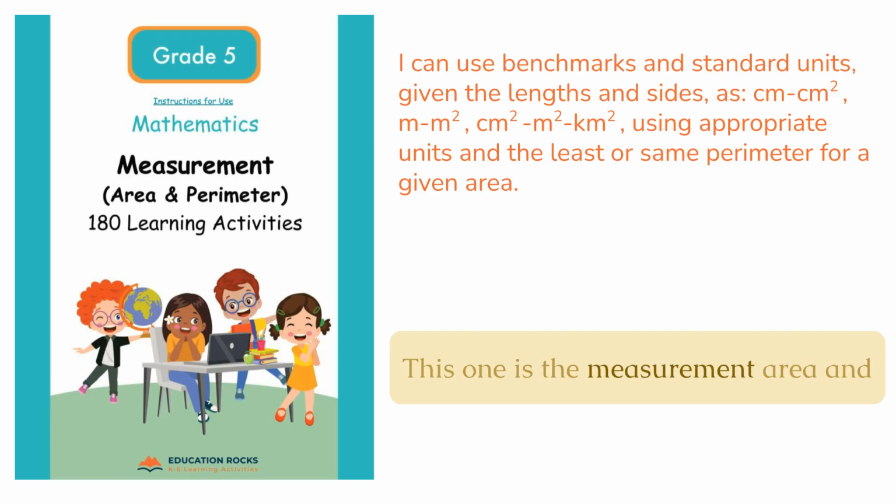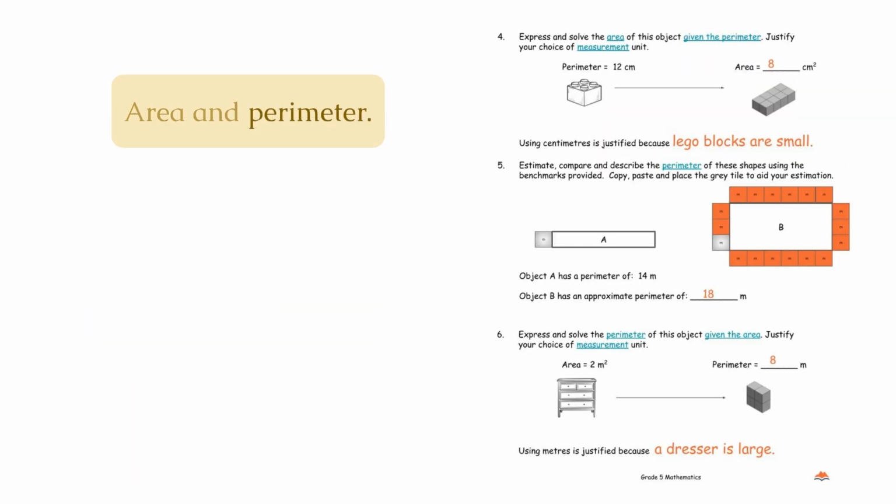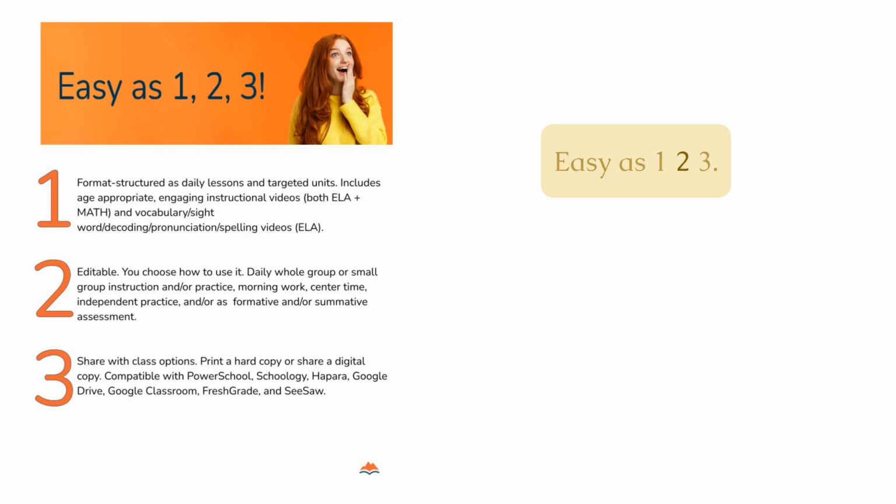This one is the Measurement Area and Perimeter Unit Plan. Units are excellent for morning work or targeted independent practice. Area and perimeter. Easy as 1, 2, 3. Excellent user-friendly format for both teacher and student. Editable. Over 200 digitally compatible Easel by TpT activities, and all are printable for traditional learning.